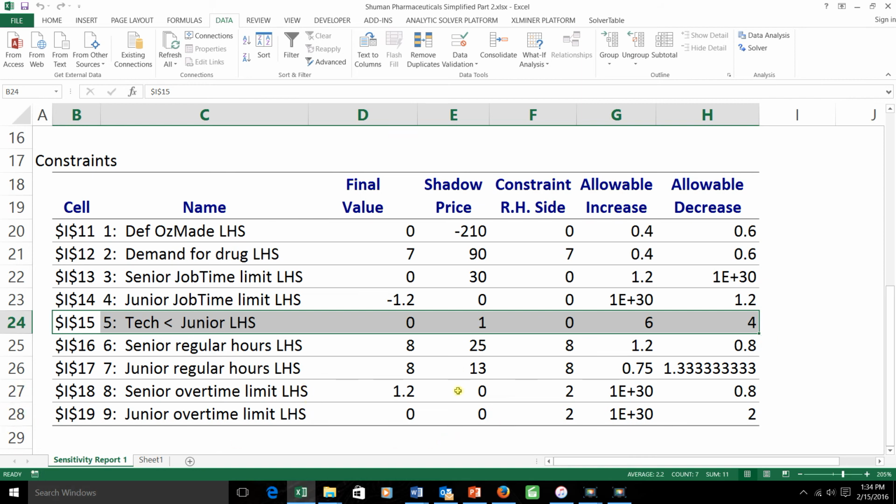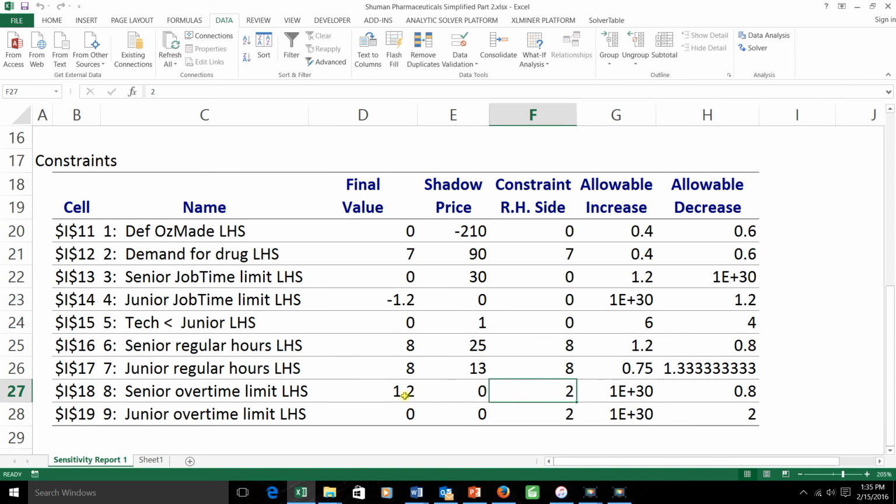It has to do with what's going on with non-binding constraints. Look, for example, at this constraint here. The right-hand side is 2, but the left-hand side is 1.2. So this constraint says 1.2 less than or equal to 2. It's satisfied with some to spare. It's got slack. It's a non-binding constraint. Because of that, its shadow price is 0. The shadow price will be 0 for every constraint which is non-binding.